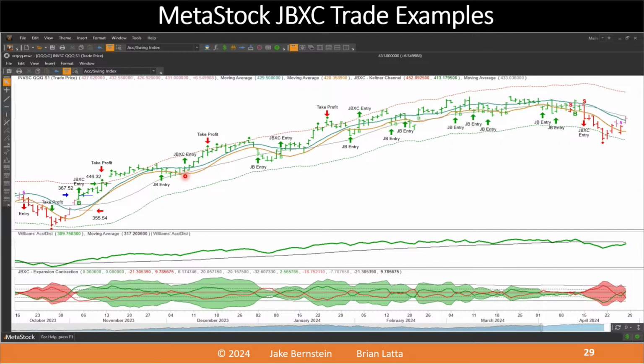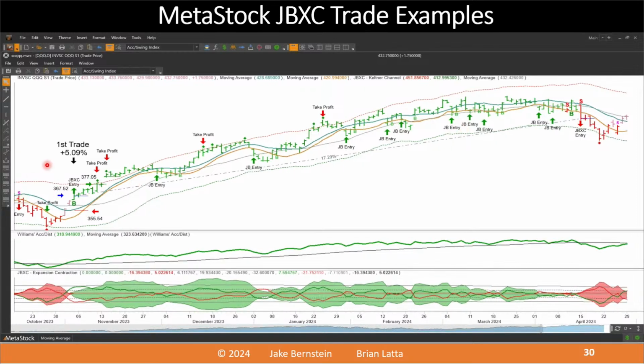Again, we did have a JBXC continuation trade, more take profit. A little further on, another JB swing trade. Jake's swing trades here, done a bit of a mix between the continuation trades of expansion contraction and Jake's swing trades in a defined trend. So more entries, more entries, more entries.